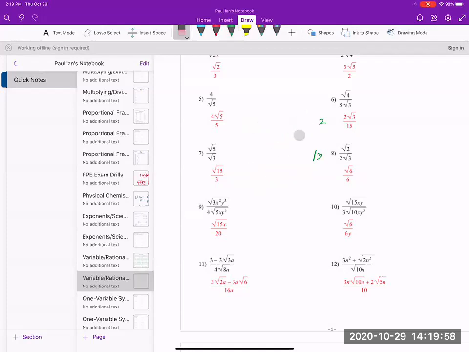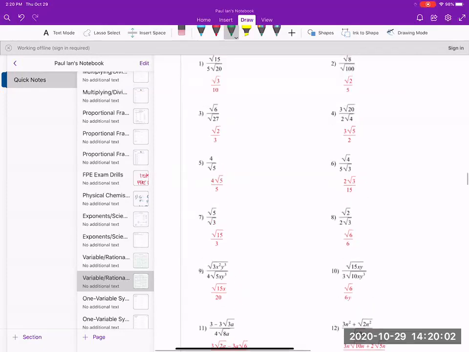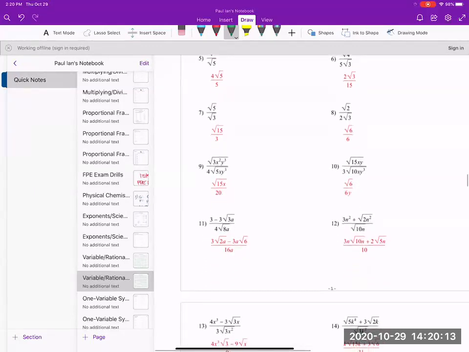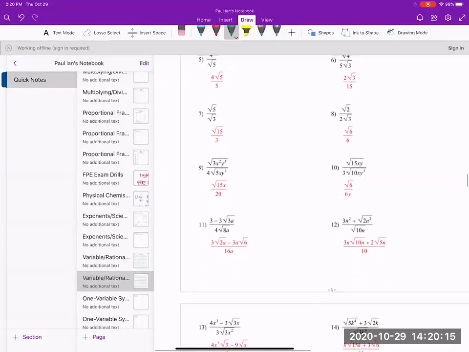Let's try to do something hard now. As long as you know that, because that's always a thing. When you try to multiply these, you're going to want to know that interchangeably so that you can simplify them. Let's see if we can do something without the numbers. Let's do this one right here, because it has variables. What's the rule with radicals?